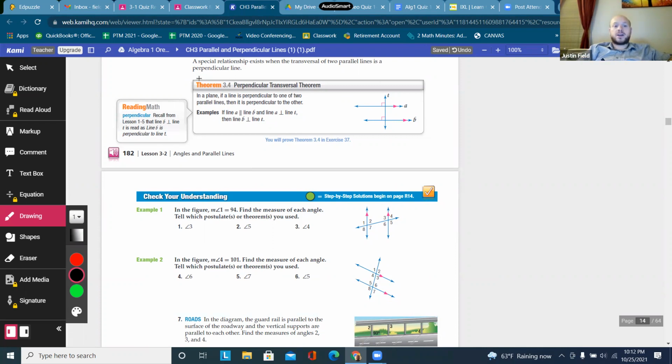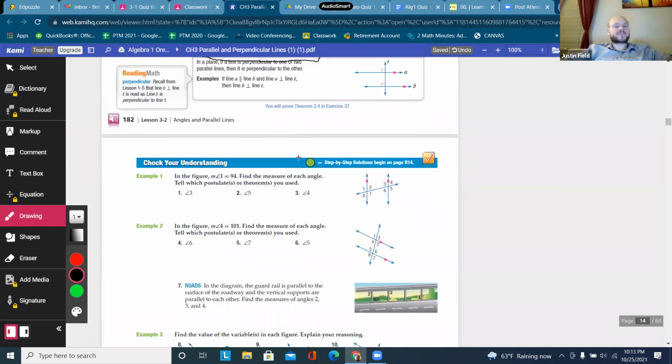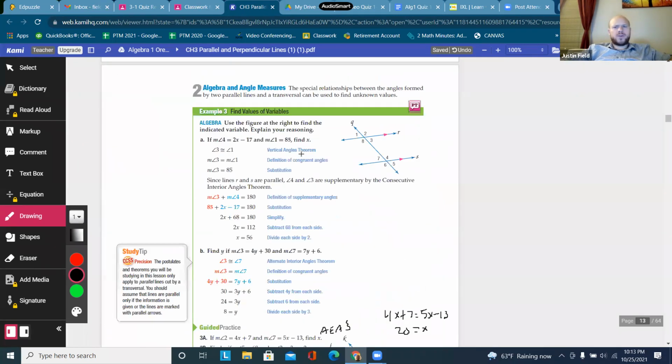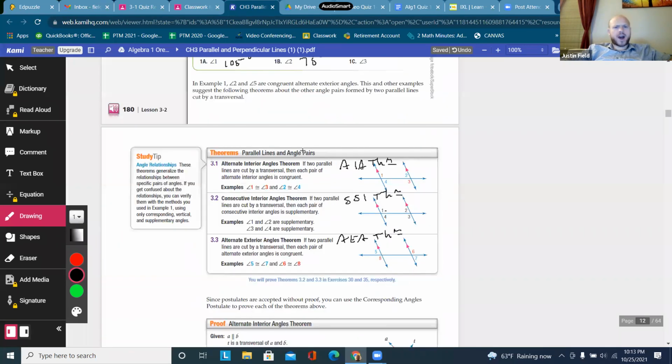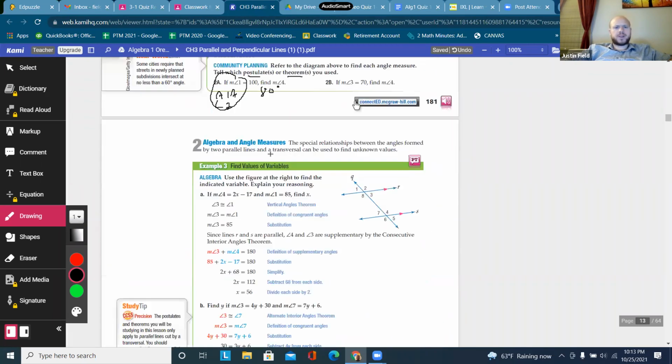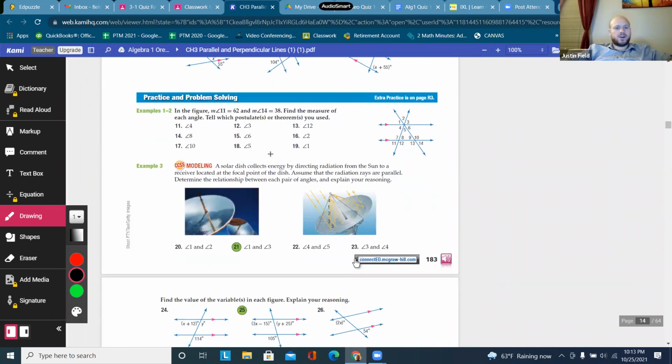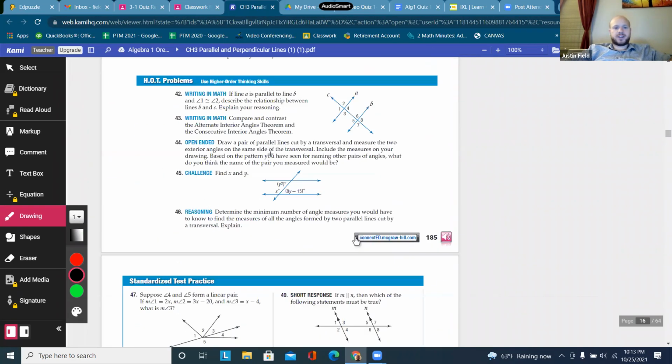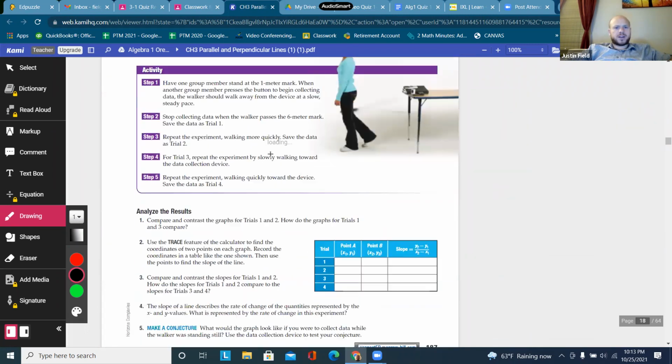But don't forget the perpendicular transversal theorem. If this transversal is perpendicular to one of the parallel lines, it's also perpendicular to the other parallel line. And if you're not doing this, then you need to start making a theorem sheet and postulate sheet. I said that before, but you have to know all the definitions, postulates, and theorems, or you're just going to give yourself a hard time.